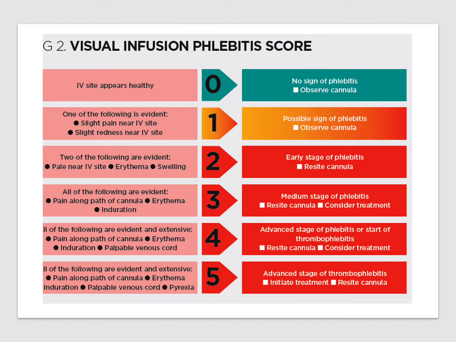consider treatment. And then for number 5, you've got pain, erythema, induration, the cord, as well as a fever, pyrexia. And again, initiate treatment and resite the cannula. And the physician may want blood work and may want to order antibiotics for a stage 5.